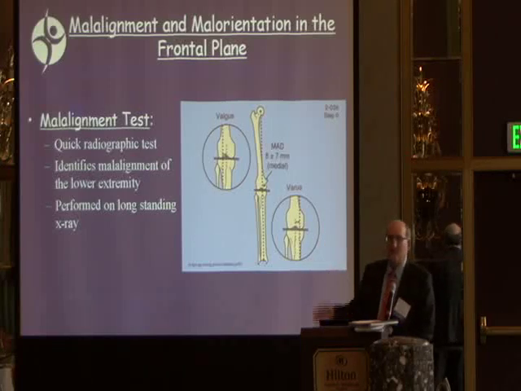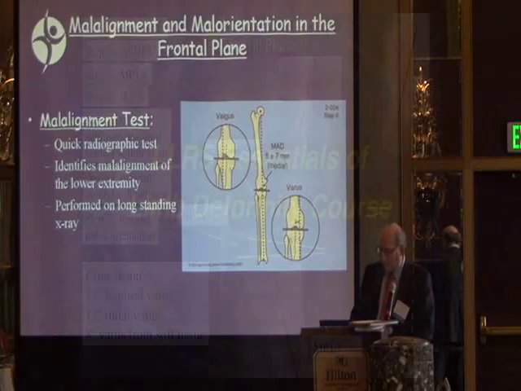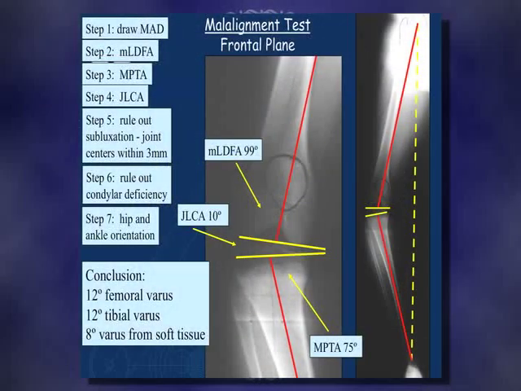Anyway, we used to draw these with a crayon on a long film, but now everything is on a PAX, so you just draw it. It's very easy. So here's the big boy, or another big boy, that comes in the office with Blount's disease. And there's his x-ray and a close-up of the knee. How do we do this? So the whole test, I'm going to take you through the malalignment and malorientation tests.